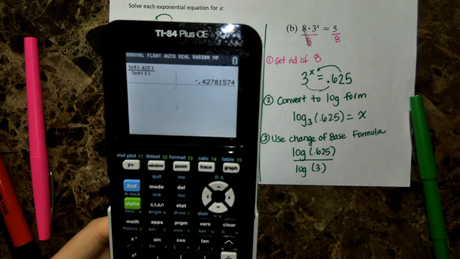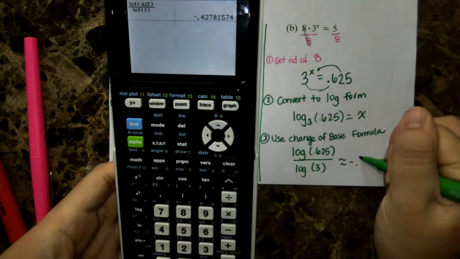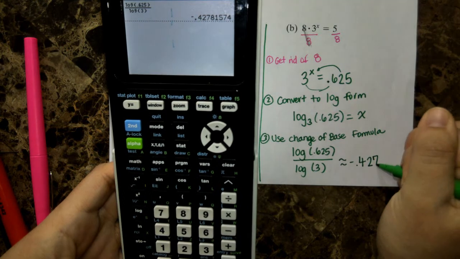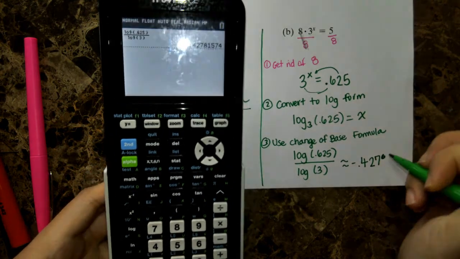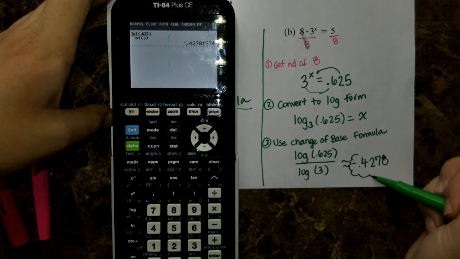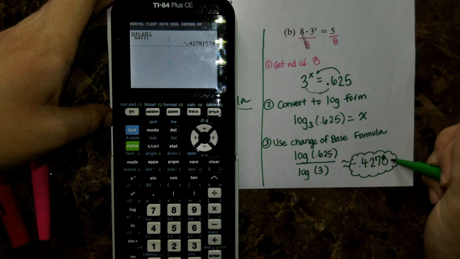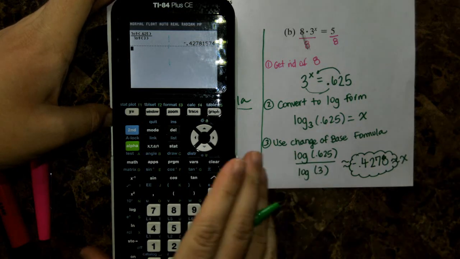And I got negative 0.4278 approximately. And there we go. Now we're rounding, so this is approximately equal to x, and that's okay.